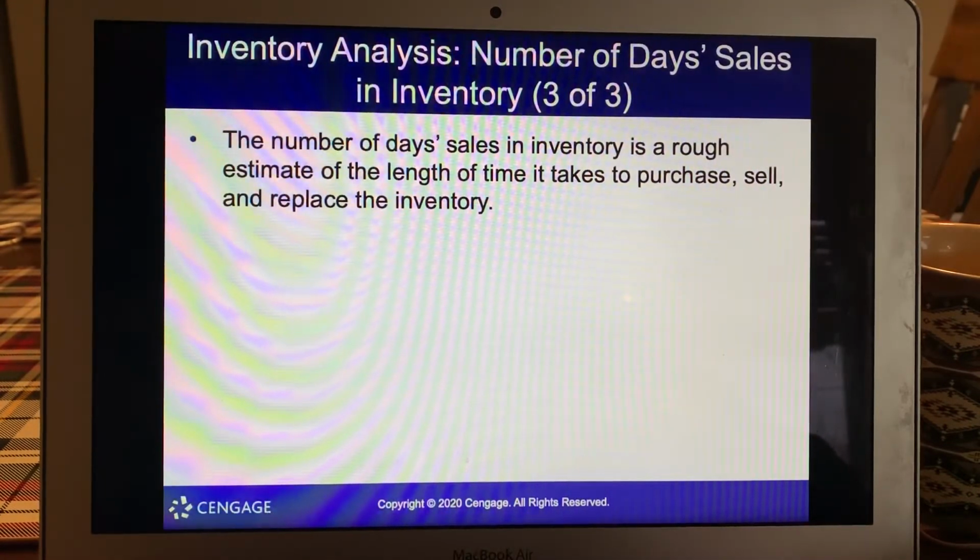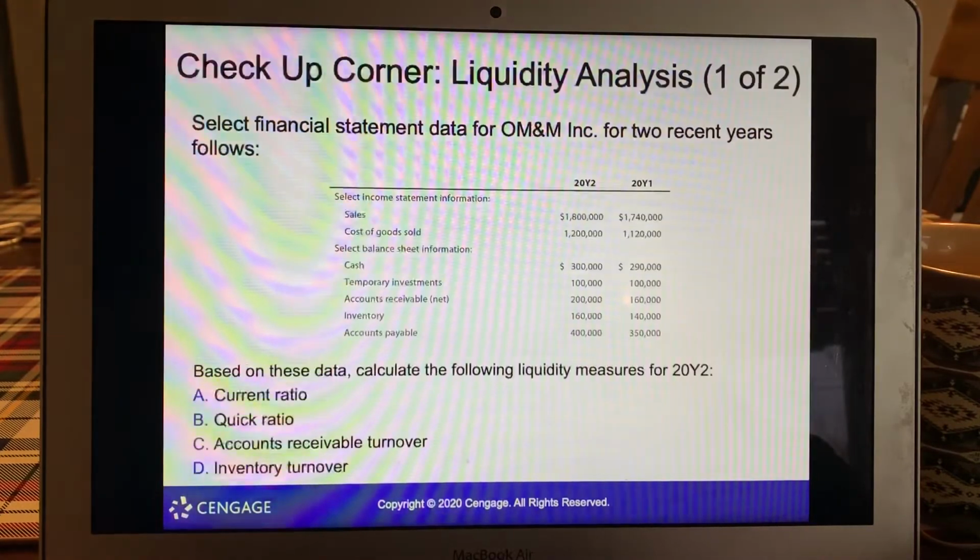The number of days sales in inventory is a rough estimate of the length of time it takes to purchase, sell, and replace the inventory. Okay, so keep these things in mind.